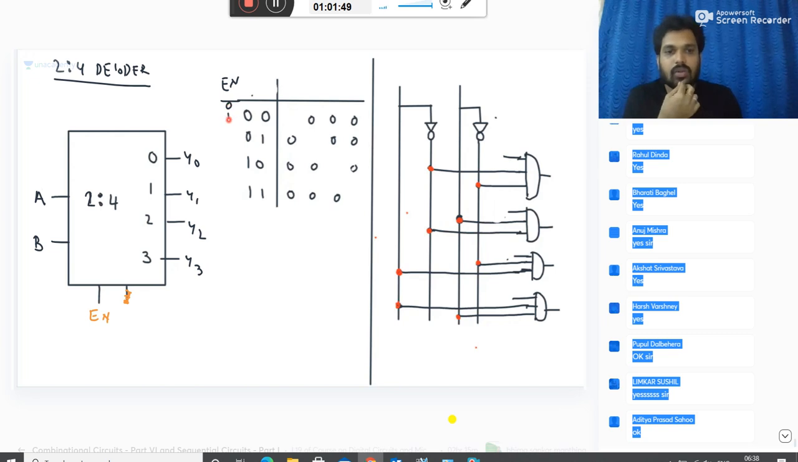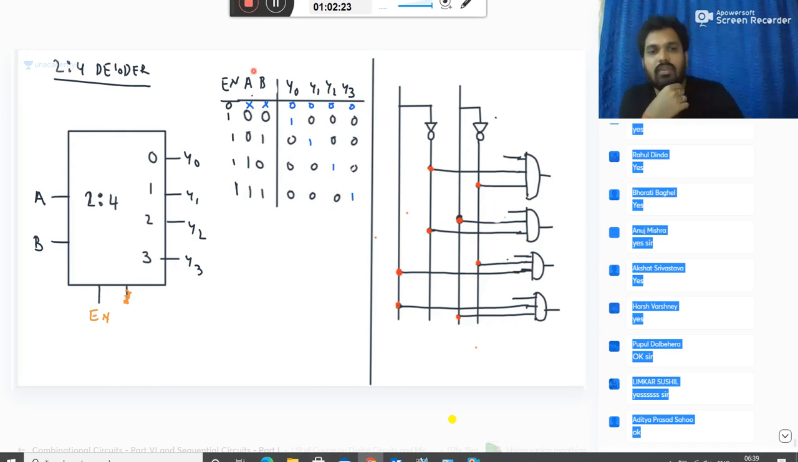It can be 0 or 1. When enable is 0, your AB can be anything, all outputs will be zeros. When enable is 1, AB will select: when AB is 0, 0, it will select Y0, then Y1, Y2, Y3. I will make it a little proper so that you can understand better.